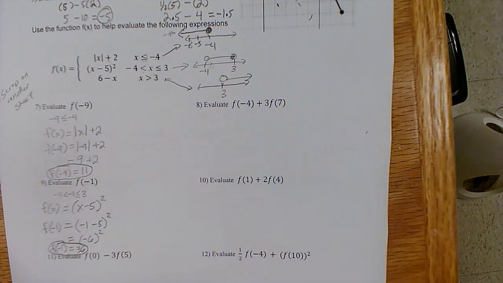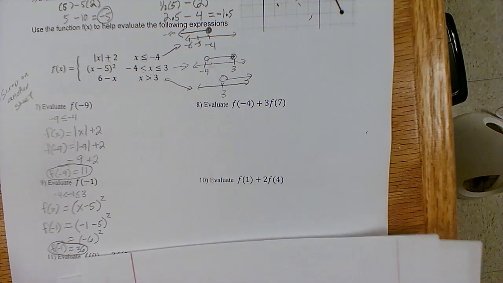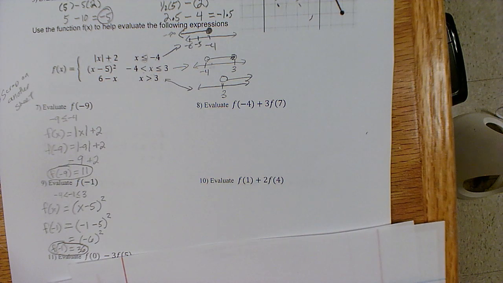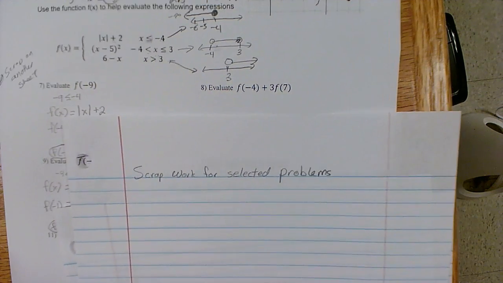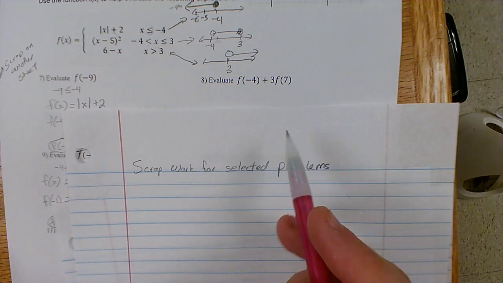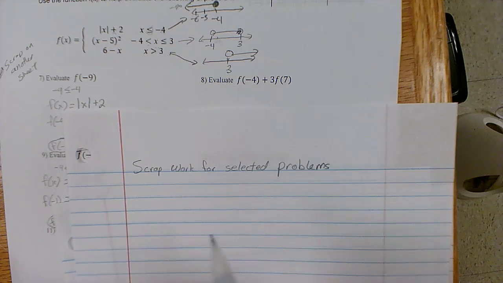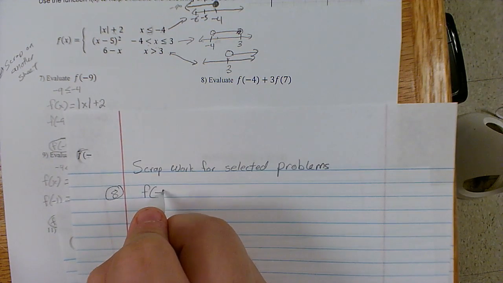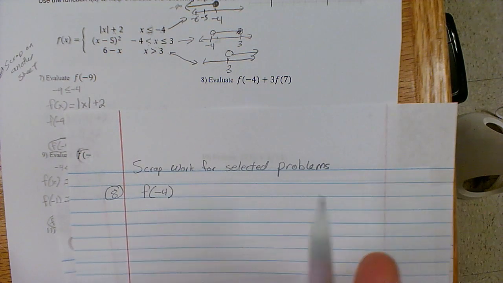But the issue comes when you have to value stuff such as this. So I'm going to call this little piece of paper scrap work for selected problems. So the first thing we're going to have to do, we need to evaluate f of -4 and plus 3 of 7. So for number 8, I need to first evaluate f of -4 to the side somewhere.